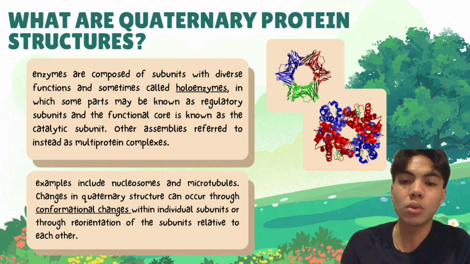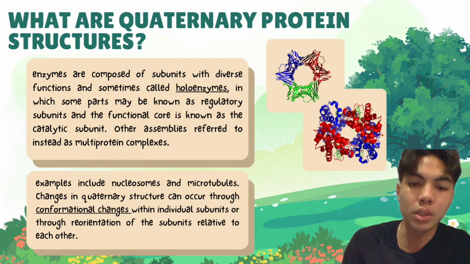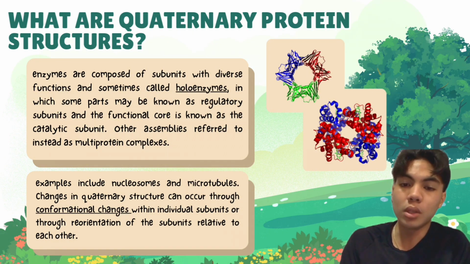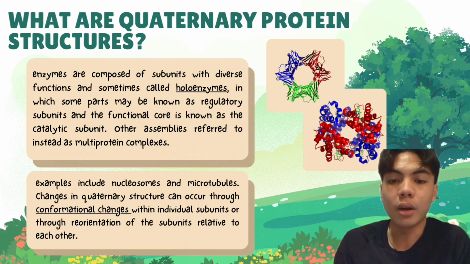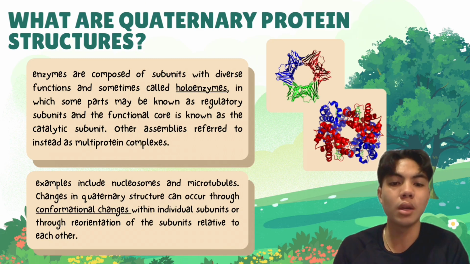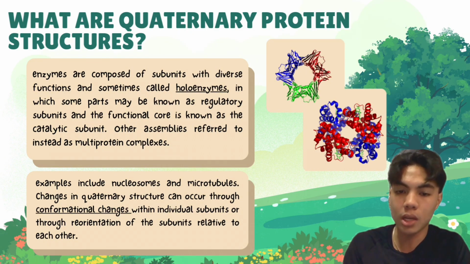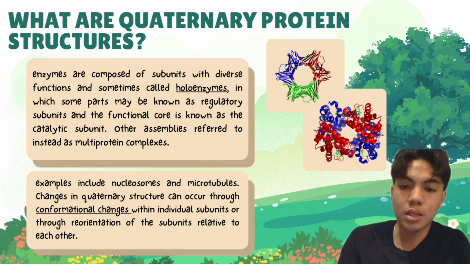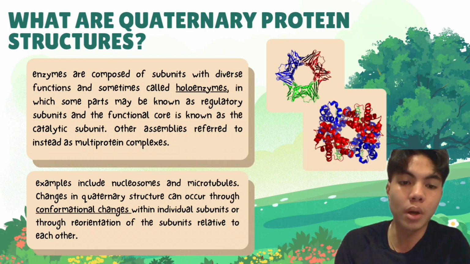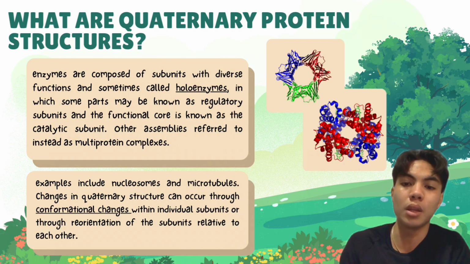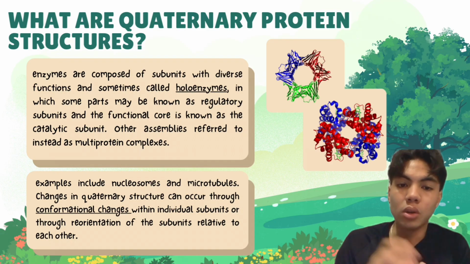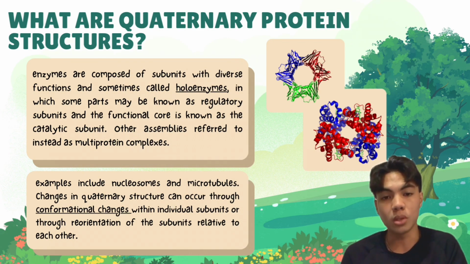Other assemblies referred to instead as multi-protein complexes also possess quaternary structures. A protein complex or multi-protein complex is a group of two or more associated polypeptide chains, and they are a form of quaternary structure and are linked by non-covalent protein-protein interactions. These complexes are the cornerstone of many biological processes. The cell is seen to be composed of modular supramolecular complexes, each of which performs an independent, discrete biological function. Examples include nucleosomes and microtubules.